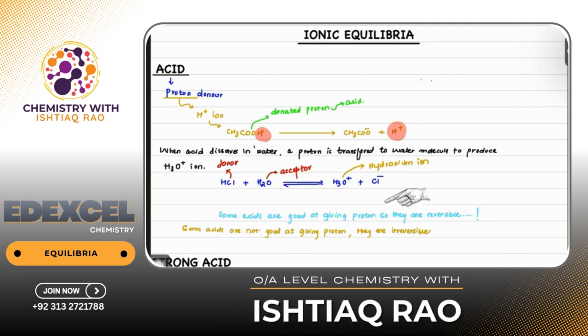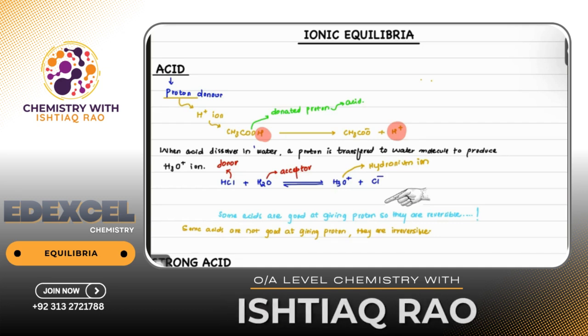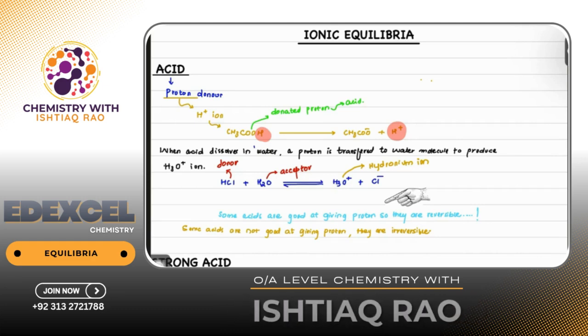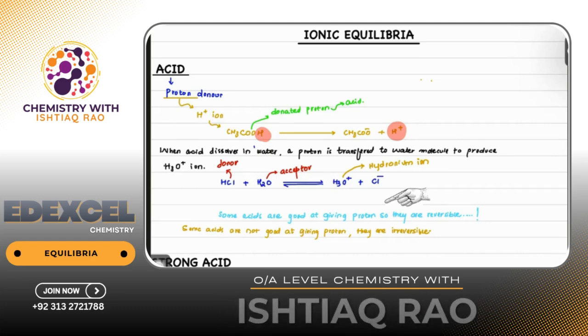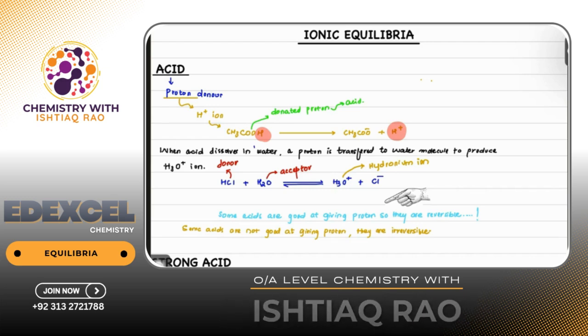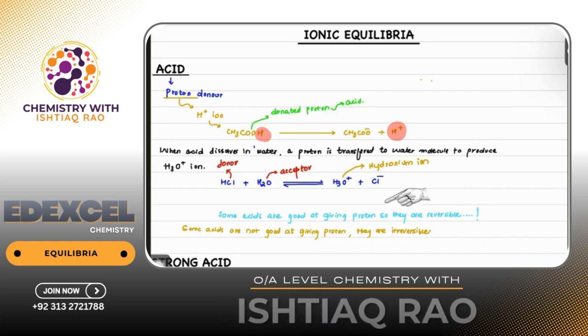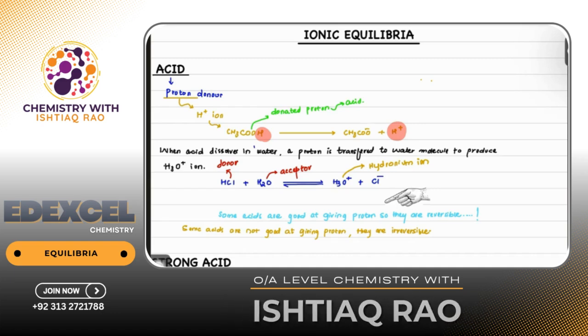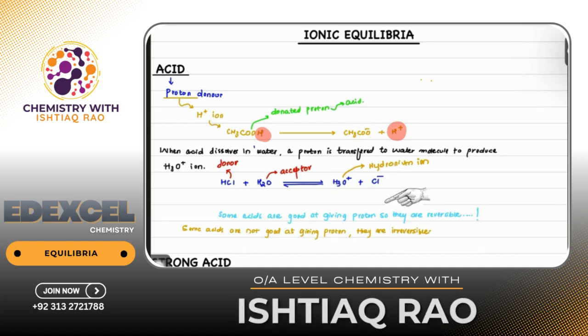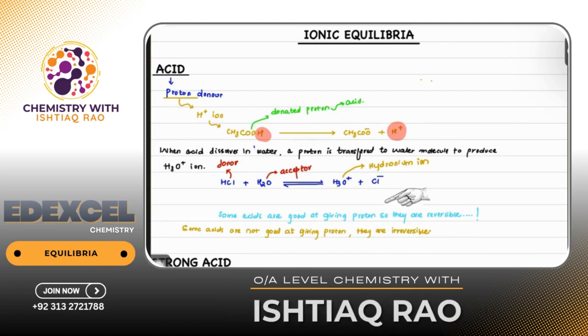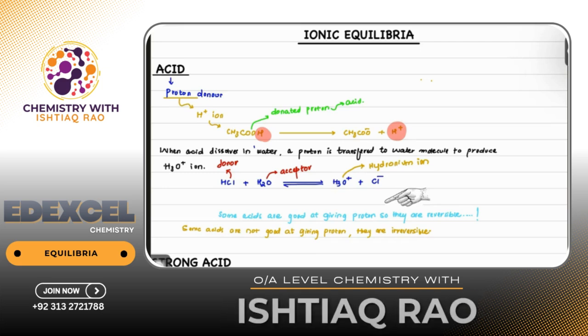Acid is a proton donor. According to the Lowry-Bronsted theory, acid is a proton donor. Proton means H positive ions. It's not the proton that is present in the nucleus of an atom. It's something else. Why are we calling this a proton? Because on this hydrogen, we have a positive charge.